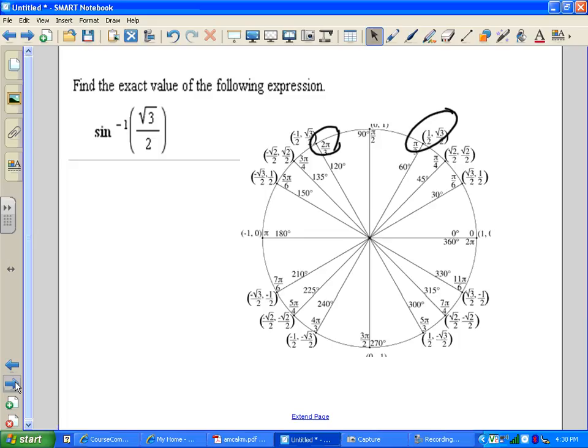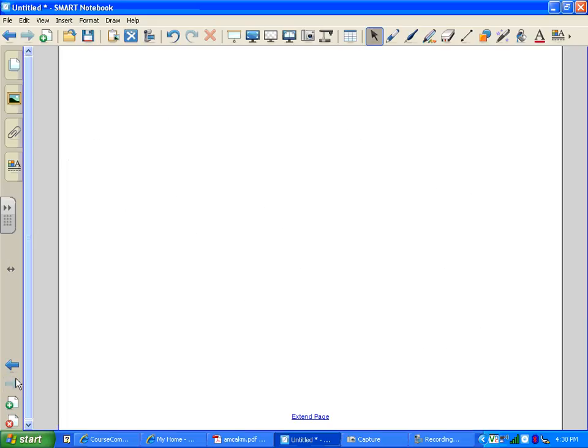But keep in mind, inverse sine only goes from the fourth to the first quadrant. And so that really doesn't make any sense there to be 2 pi over 3. So it would have to be pi over 3. I believe that's it.